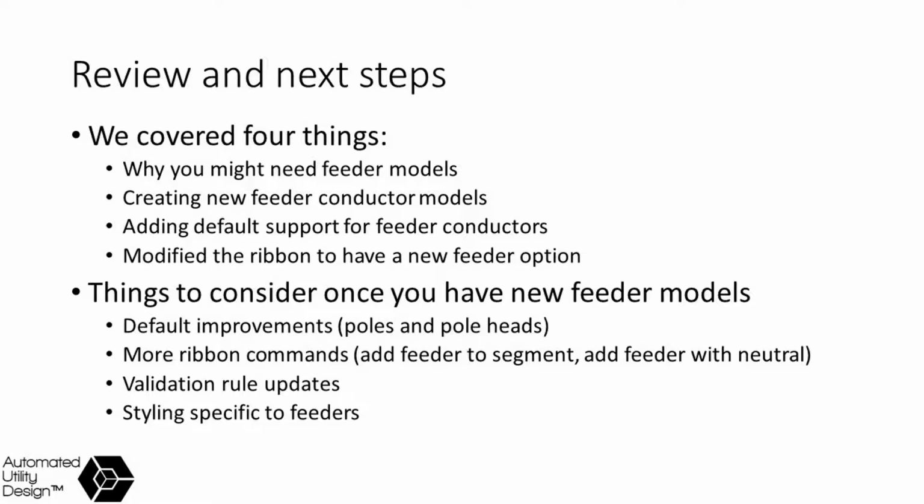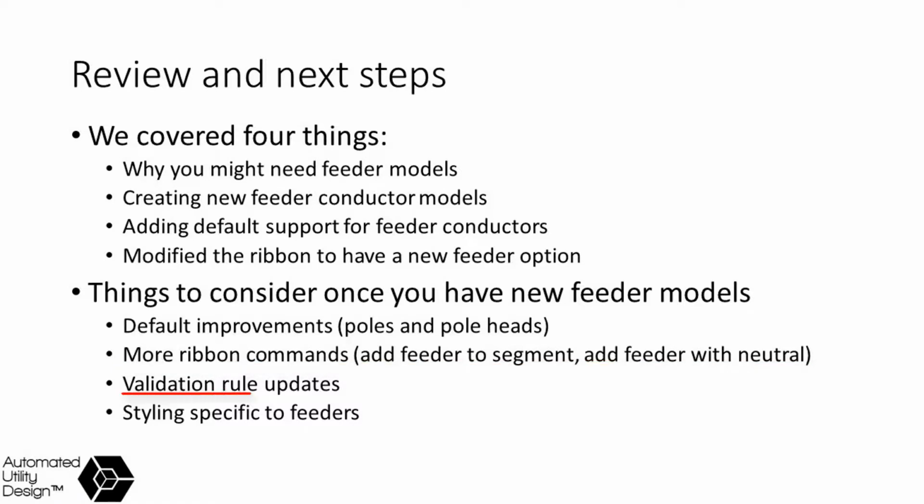With regards to the default settings, it may be that only certain pole models are valid for feeders. In this case, we could create additional filters within the default setup for poles. On the ribbon, there are usually additional commands associated with each type of conductor. For example, you might want to add feeders to an existing segment, or you might want to add a feeder and a neutral at the same time. You can usually figure out how to do this by looking at the existing ribbon macros.